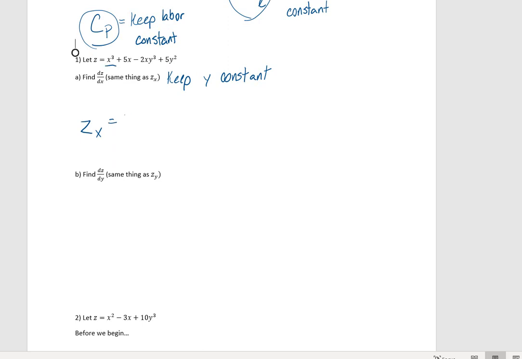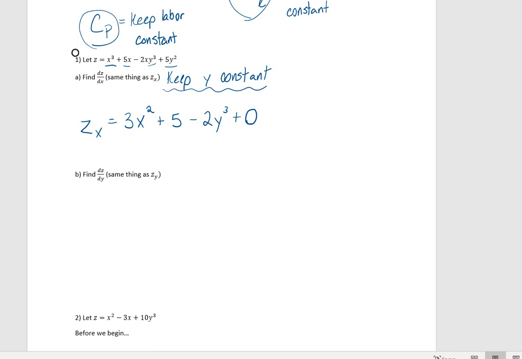So, when we take the derivative of z with respect to x, the derivative of x cubed would be 3x squared, because we're leaving that as a variable. The derivative of 5x would be 5. Now, if we're treating y cubed like it's just a number, what happens to a number when you're multiplying it by a variable when you take the derivative? Well, it just hangs out in front. And then the derivative of x is just 1. Plus, and then the derivative of 5y squared, remember, we're keeping y constant, so what's the derivative of a constant? It's 0.